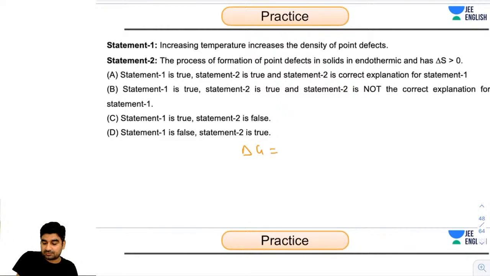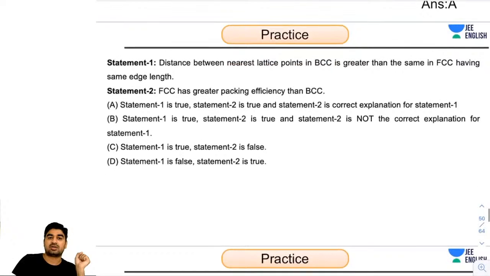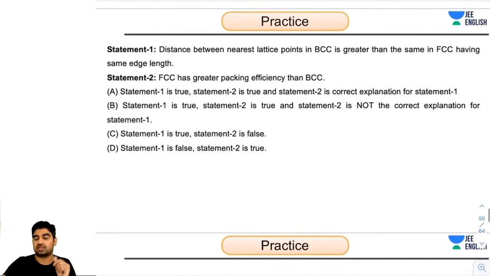So I told you, if you increase the temperature, then the magnitude of this will increase. And as a result, more and more voids, or the concentration of voids, will also increase. The process of formation of point defects is endothermic. So only this factor is favoring, and if you are increasing the temperature, more and more ions will be formed. So increasing temperature increases the point defect density, right? The process of formation of point defects in a solid is endothermic, and it is also the correct explanation of it. So the answer will be A. Now do this one.